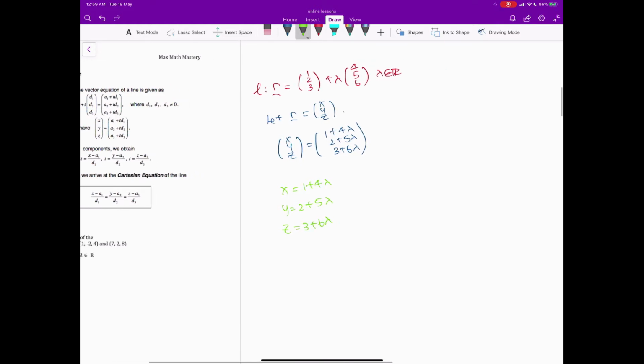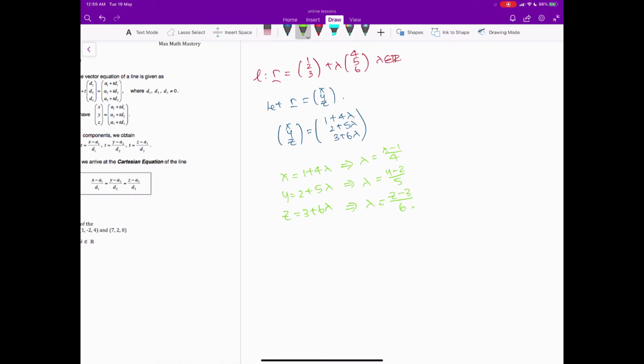Once I get these three equations, I'm going to make lambda my subject for each of them. So lambda over here will be equal to (x minus 1) over 4, and over here lambda will be equal to (y minus 2) divided by 5, and lastly lambda over here can be (z minus 3) divided by 6. And since all of them are equal to lambda, we can form my Cartesian equation of my line L, which is (x minus 1) divided by 4 equals (y minus 2) divided by 5 equals (z minus 3) divided by 6.